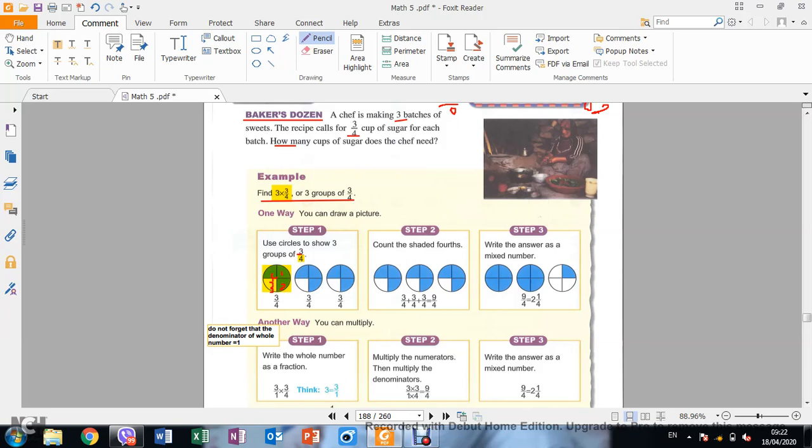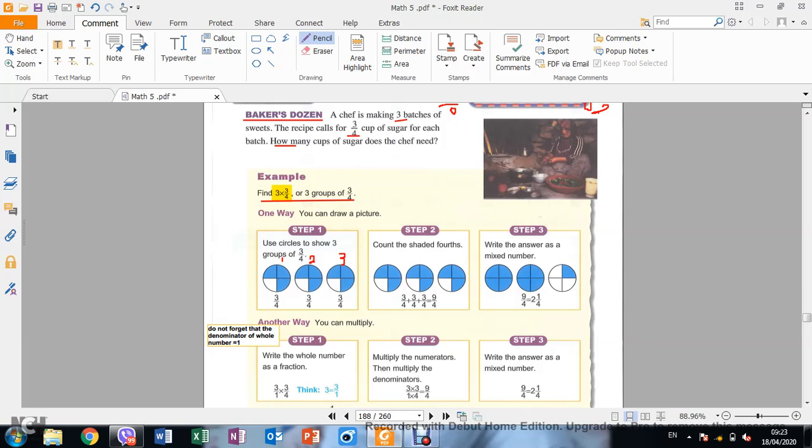We know this one now. Now we have 1, 2, 3, 4, and 3/4 means 3 of them are colored. Now 3 times 3/4 means 3 times you need to repeat this model, 3 groups of 3/4, okay? So we draw another group. This is the first, second, and third. Now we have the 3 groups.